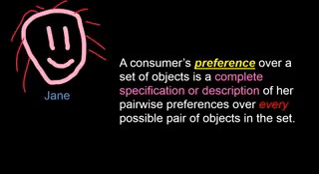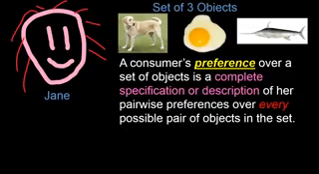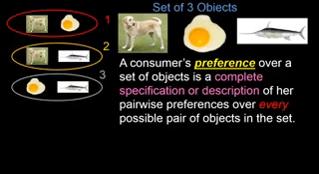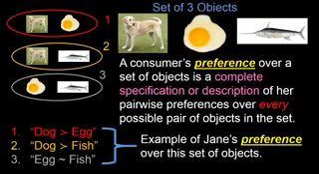We considered the example of Jane, who was facing a set of 3 objects. We said that from this set of 3 objects, we could form 3 possible pairs of objects. We then gave an example of what Jane's preference was over this set of 3 objects. She strictly preferred dog to egg, strictly preferred dog to fish, and was indifferent between egg and fish. This complete specification or description of her pairwise preferences over each of the 3 possible pairs of objects is precisely an example of her preference over this set of objects.